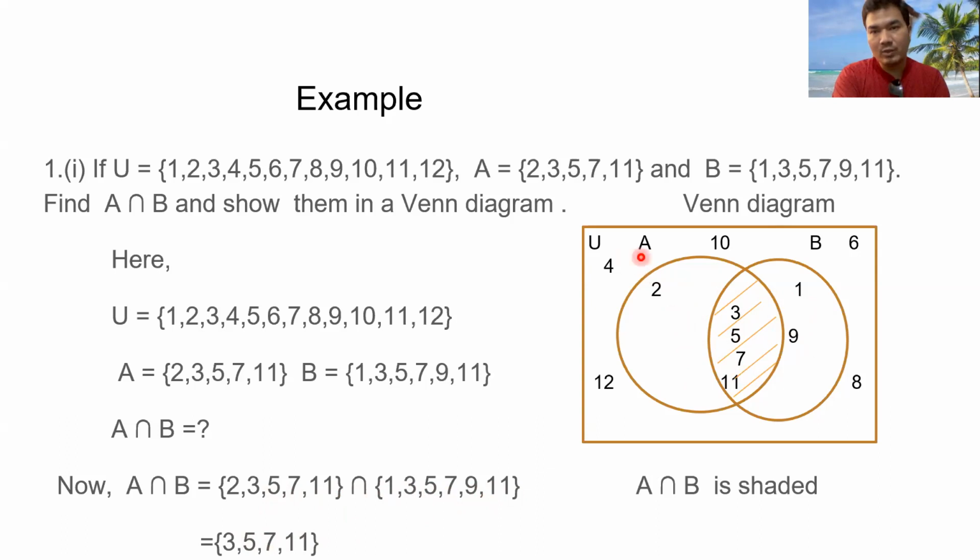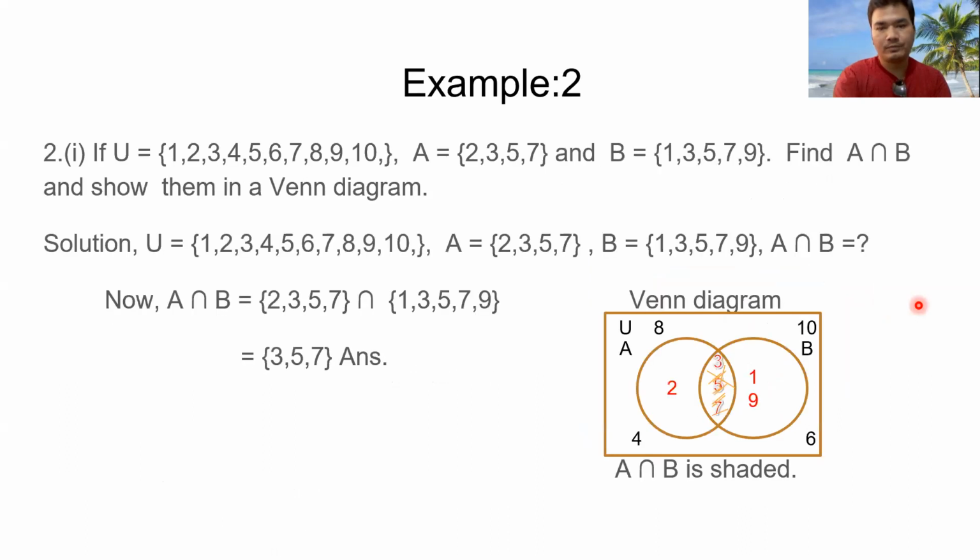And what is remaining of the universal set, right outside sets A and B? Okay, here. These are the remaining elements of the universal set. And this shaded part is 3, 5, 7, 11. This is A intersection B shaded. This shaded part is A intersection B. Like this we have to find the intersection and shade the region which represents A intersection B. Let's move to the next question.